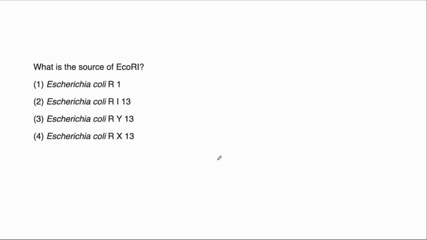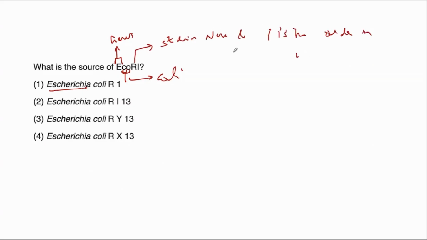Now, what is the source of EcoRI? We know that E stands for the genus, Escherichia, and CO is for the species name, coli. R is the strain name, and I is the order in which the enzyme was obtained. So this is the first one, right?